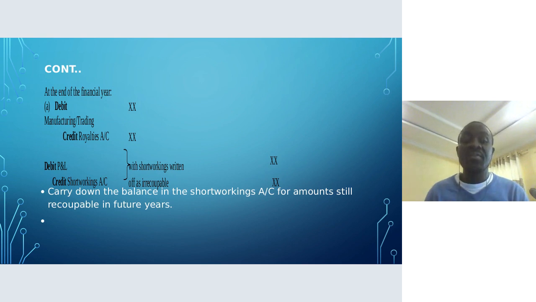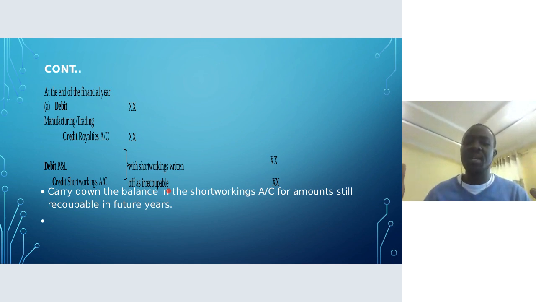Now, at the end of the financial year, we are supposed to debit the manufacturing or the trading account, and then we credit the royalties account. And at the same time, we debit the profit and loss account and credit the short workings account with short workings written off as irrecoverable. Remember, we have said that for short workings, we can have fixed or floating.